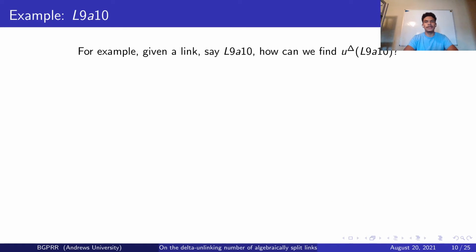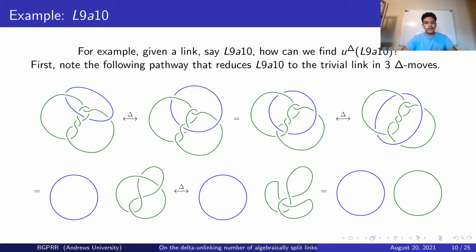With this discussion, we can now look at an example and see how we can determine the delta unlinking number for a link. So say we're given a link like L9A10, how can we find and fully determine its delta unlinking number? First, let's start off by knowing that we can manually calculate a pathway that reduces this link into the trivial link in 3 delta moves.